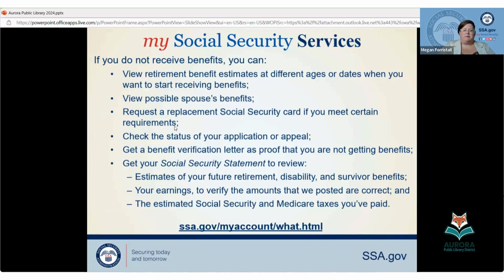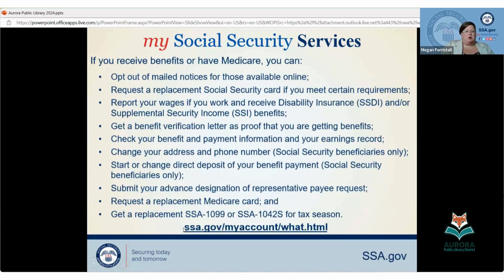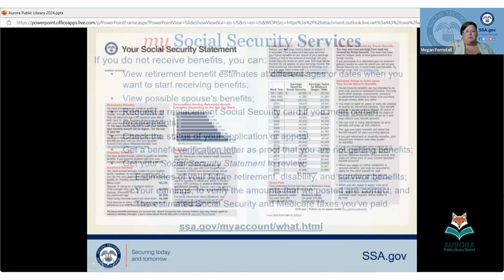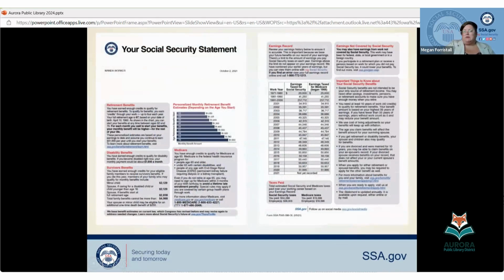If you're in the process of applying, you can check the status and get that Social Security statement, make sure everything's right. And then if you're on benefits, you can change your address, phone number, direct deposit, get replacement 1099s for up to 6 years, get a new Medicare card and print proof. Maybe you've had someone say, I need an award letter or I need proof of income, because a lot of agencies ask for that. You can print that right from your online account.